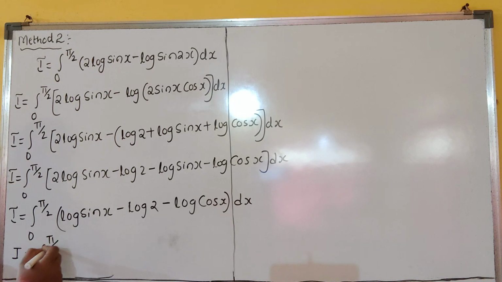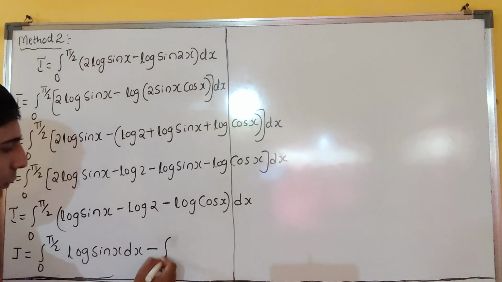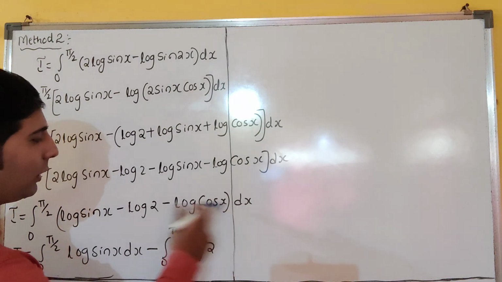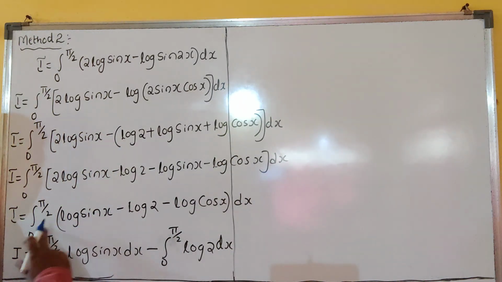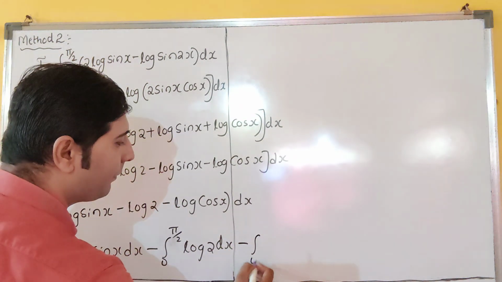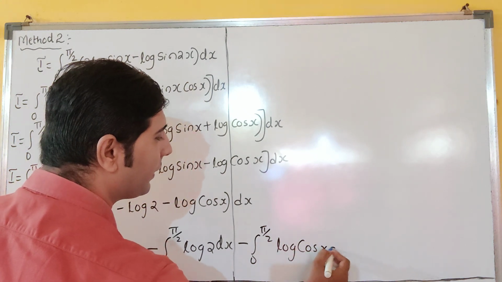Integral of 0 to pi by 2 log sin x dx, you take dx for this also. I am separating all. Minus integral 0 to pi by 2 of log 2 into dx; dx also you take inside. Clear? Now plus into minus, minus integral 0 to pi by 2 of log cos x into dx, dear students.